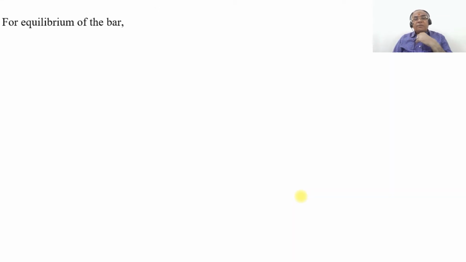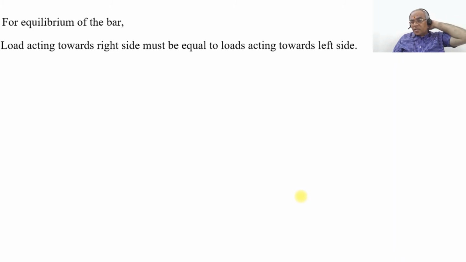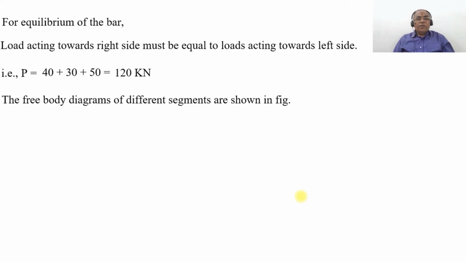So for the equilibrium of the bar, the load acting toward the right side must be equal to the load acting toward the left side. So according to that, the load acting toward the left side, which is P, is equal to all the loads acting toward the right side, 40 plus 30 plus 50, which will be 120 kilonewton. So once you know this, and also we are able to write the free body diagram for all of the segments, now we will try to solve this.